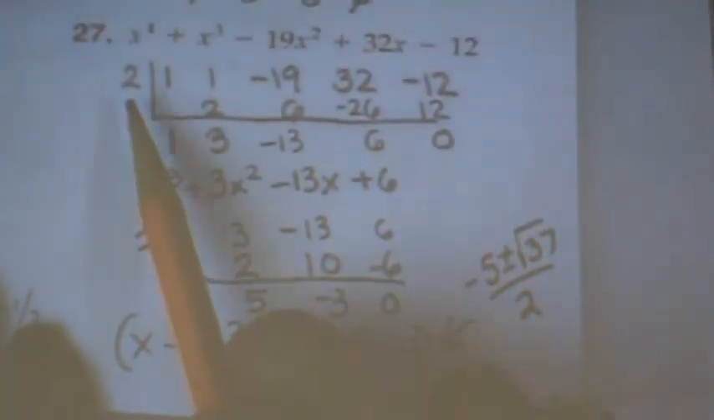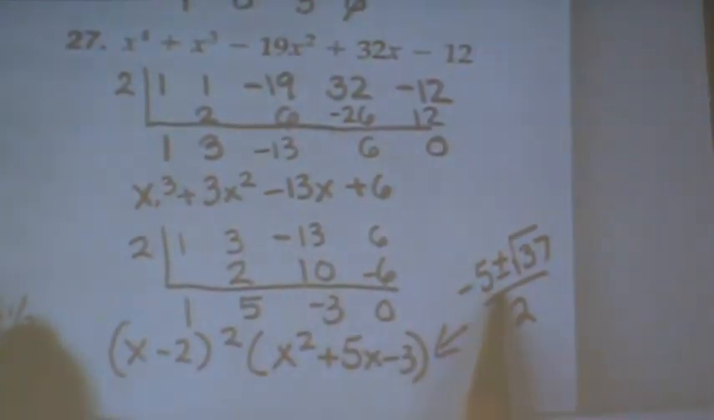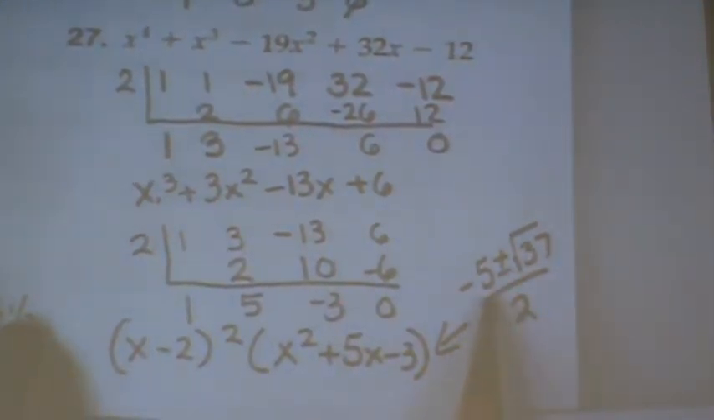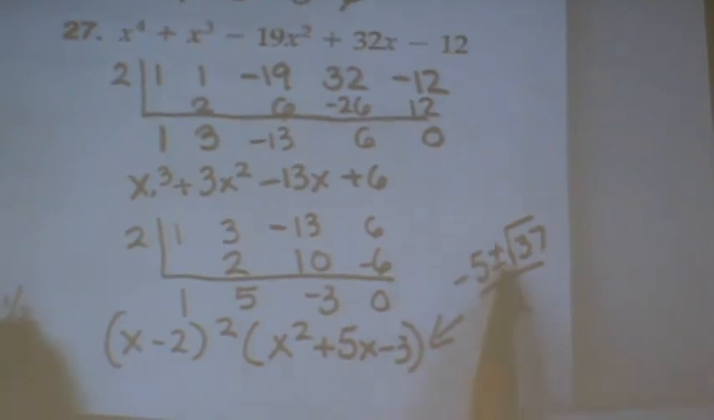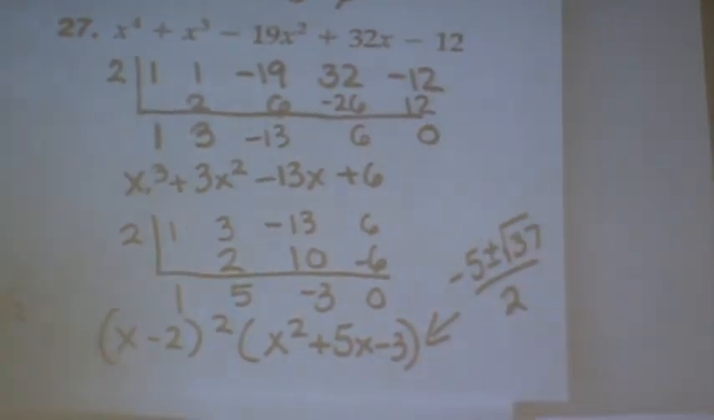So the 4 zeros for 27 would be 2 twice, and then negative 5 plus the square root of 37 over 2, and negative 5 minus the square root of 37 over 2. And that is done.